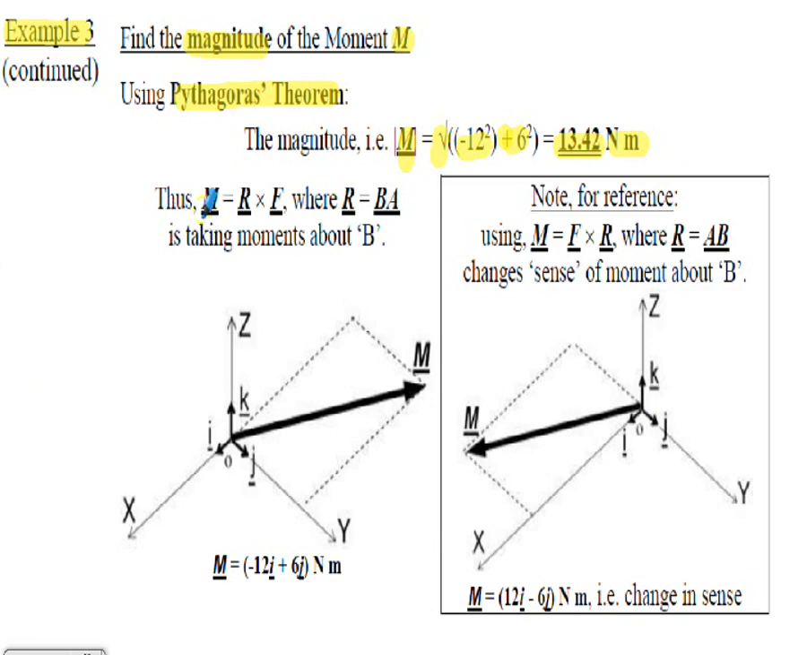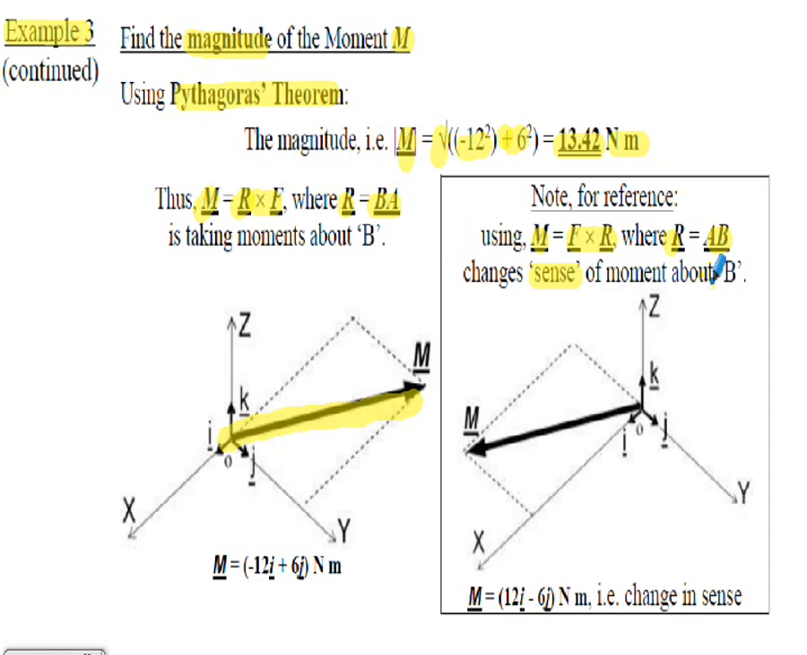Just some reference points here. In this example, we've calculated M by multiplying vector r by vector F, where r is equal to BA. So we're taking moments about point B, and that gave us this vector. If you plotted it, that's what it would give you. And don't forget that relates to a moment that's going to be in a clockwise direction. Had we calculated the moment as F times r, where r is AB, then the change of sense would occur. The moment would be going in the opposite direction, an anti-clockwise direction.